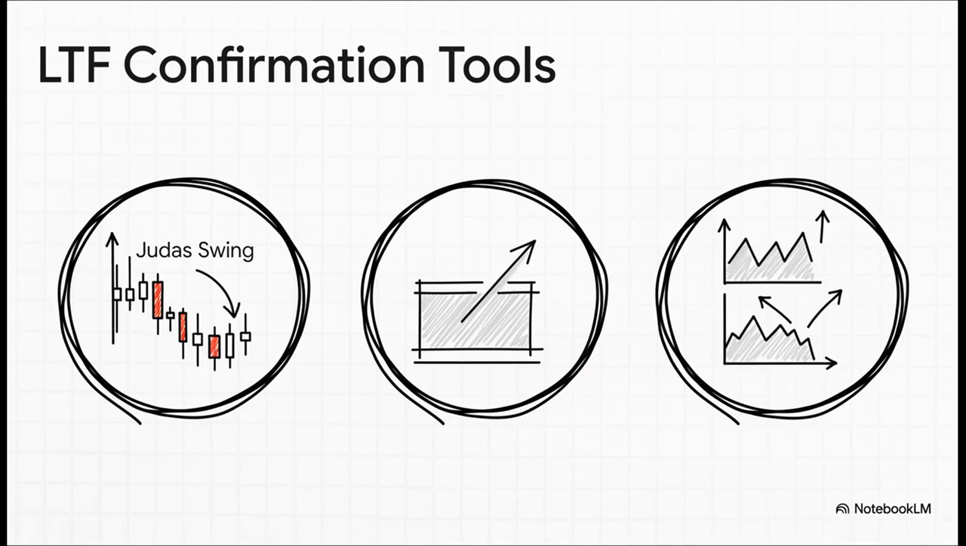You're looking for very specific clues, specific confirmation tools. Things like the Judas swing at the open. That's a classic manipulation pattern. You're looking for a clear shift in the state of delivery. And a really powerful one, you're looking for smart money divergence, or SMT.